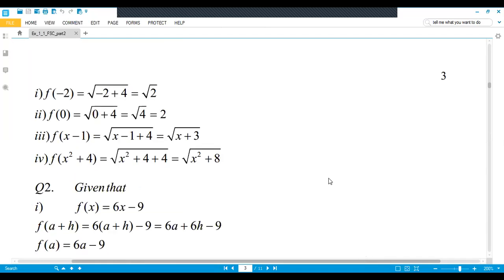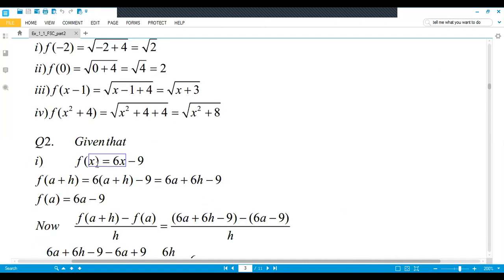If you check the second question, you are given that f of x is equal to 6x minus 9, and you have to find f of a plus h minus f of a, divided by h. This is what you are given in the question: 6x minus 9, and you have to find f of a plus h minus f of a divided by h.